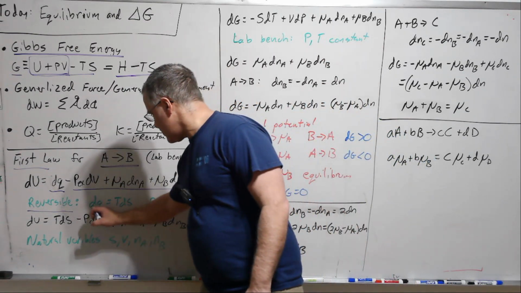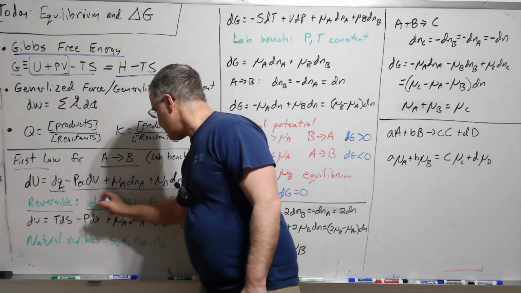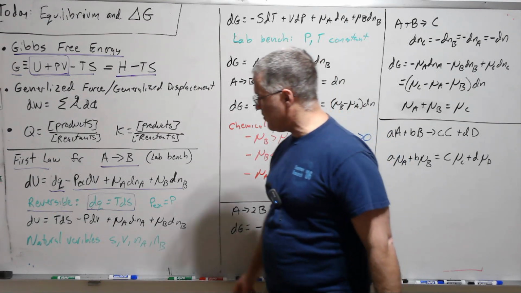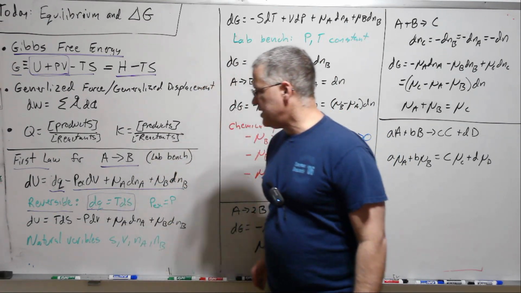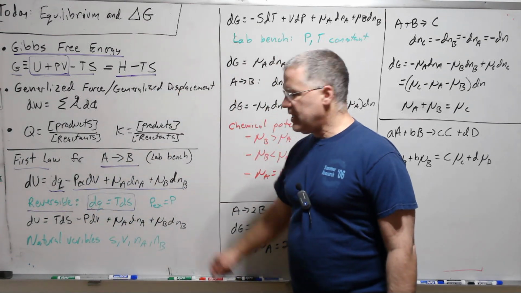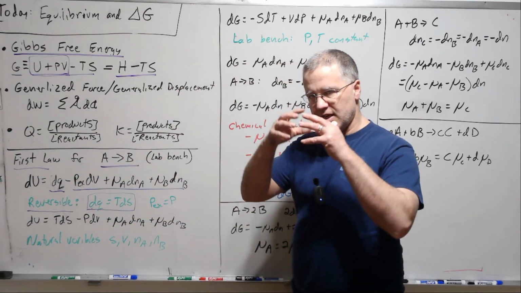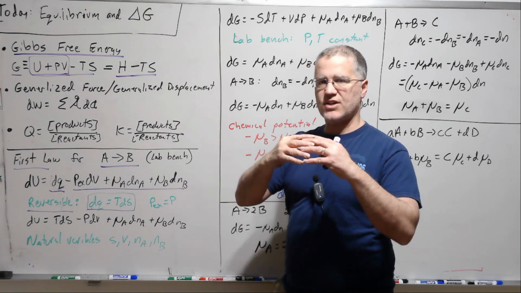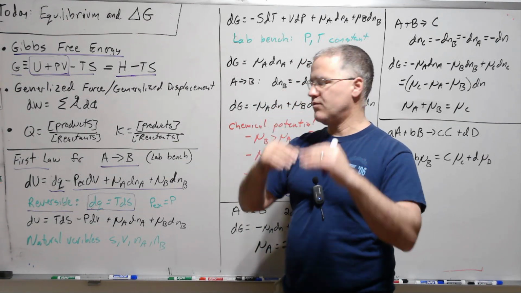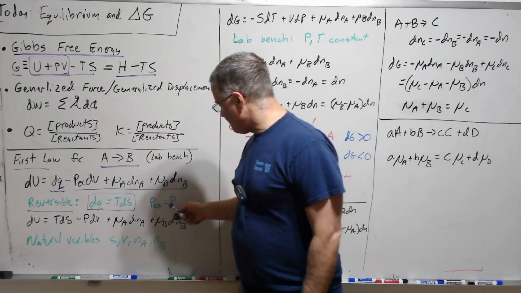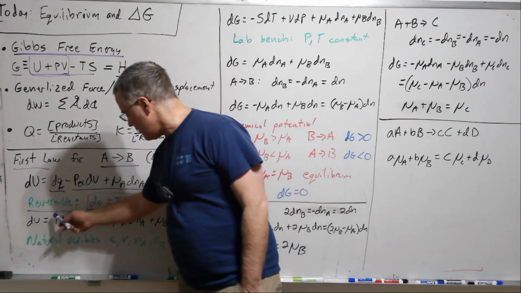And in a reversible change, according to the second law, or the thermodynamic definition of entropy, dq is TdS, so we can make that replacement here. And then P external is equal to P, so any kind of volume change associated with this reaction is happening such that we're in equilibrium with the external pressure at every step of the way. And so P external equals P, and so we have this.